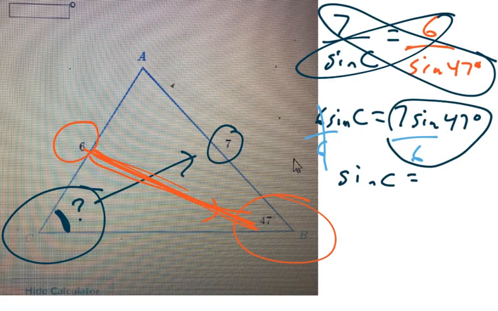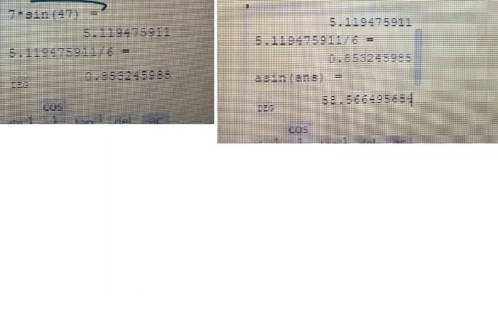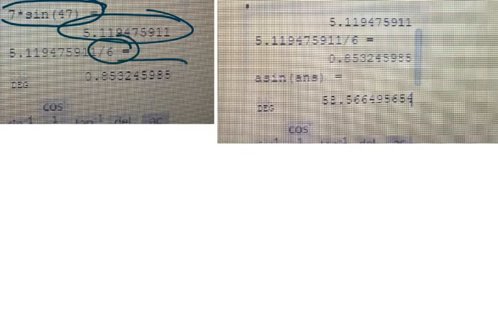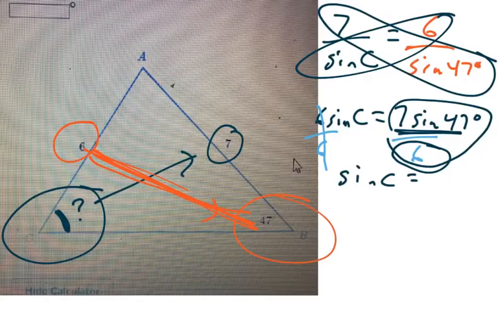So let's do it on the calculator. 7 times the sine of 47. 7 times the sine of 47, 5.11, right? We're going to divide it by 6. Divided by 6, 0.8532. So the sine of C is 0.8532.